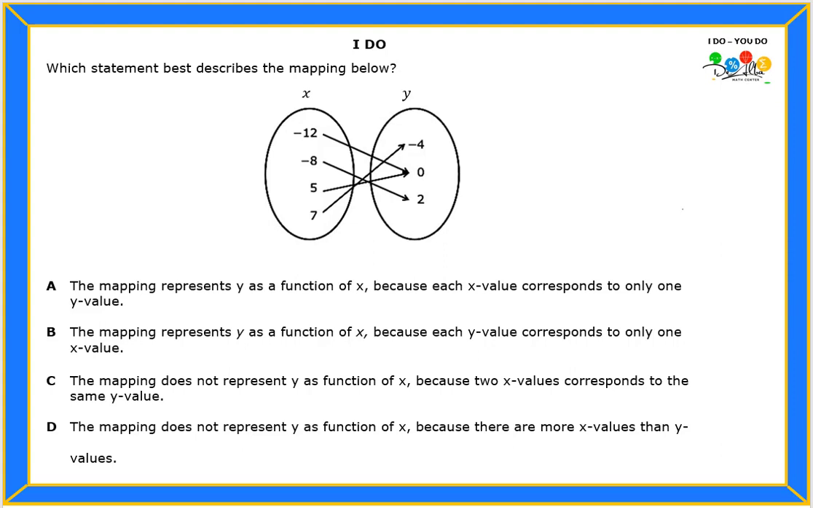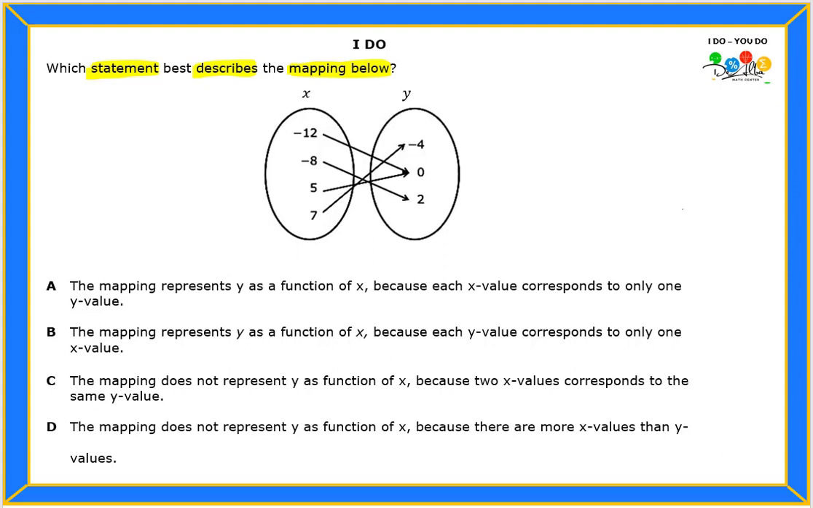So we have a mapping. If you notice, we have X and Y, and this is another way that we can represent a relation, right? So the first thing we need to do, of course, is write down my relation as an ordered pair, okay? And I'm looking for the statement that best describes that relation that you see on the mapping.